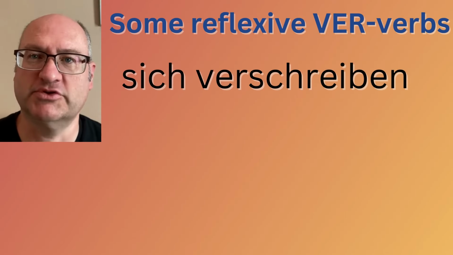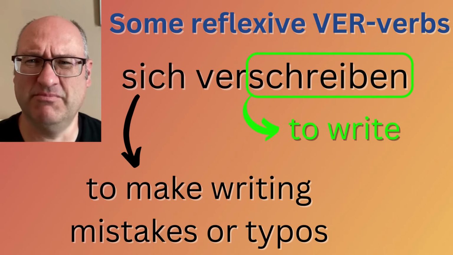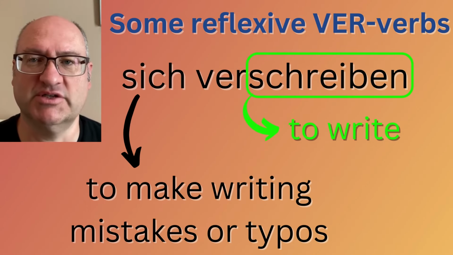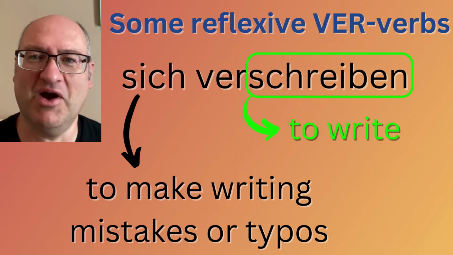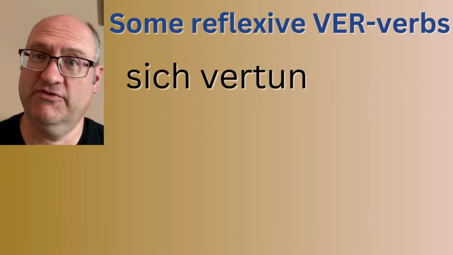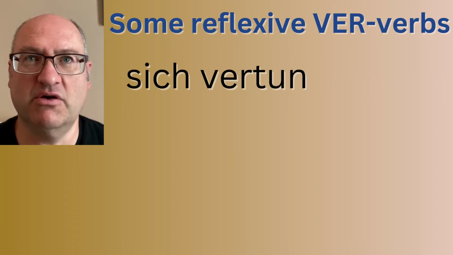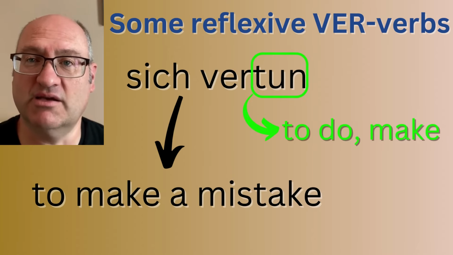Sich verschreiben. So schreiben means to write. Sich verschreiben means to make some mistakes, make some typos maybe, or just get off the wrong path as you're writing. Sich vertun. Very, very common. That is just a very basic way of saying to make a mistake.